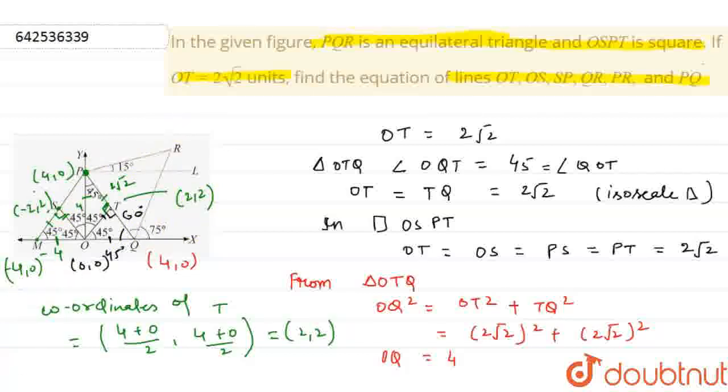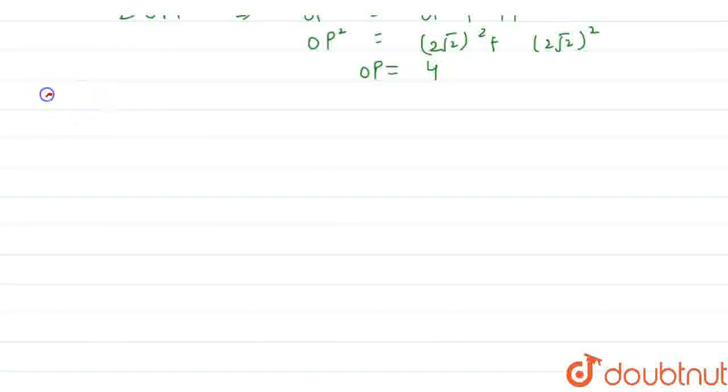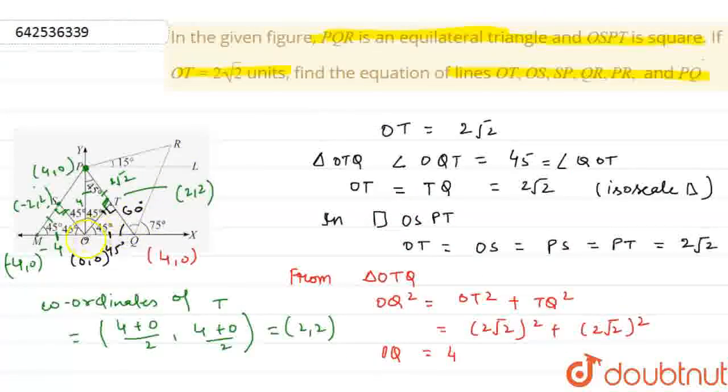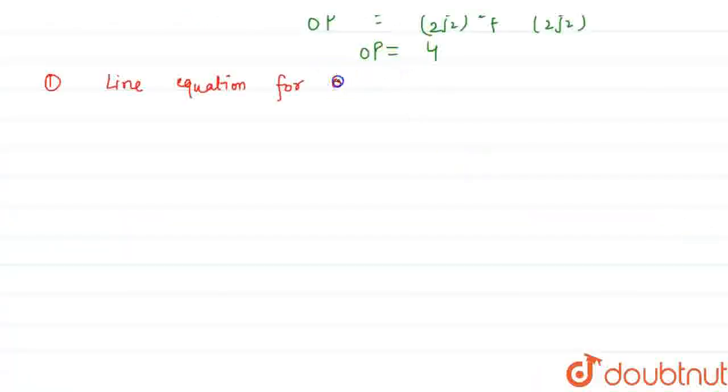Now, first, the line equation for the first, which is asking for OT. So OT, this is OT, which is passing through 0, 0, right? So the line equation of OT will pass through the origin, right? So the coordinates are 0, 0. We know the expression for a line equation.